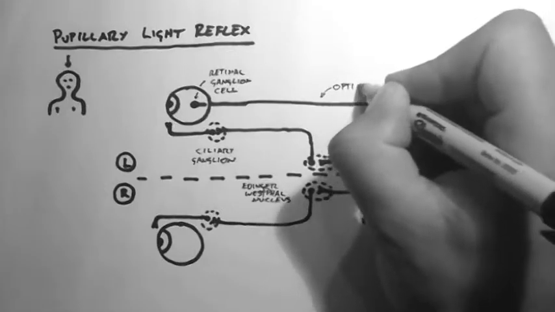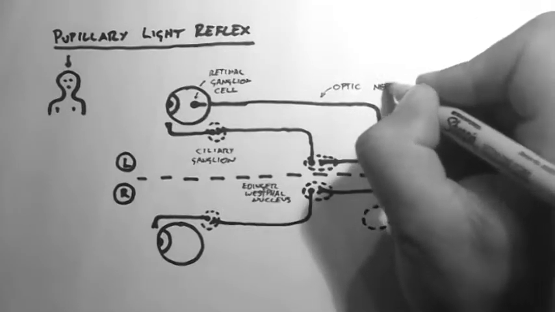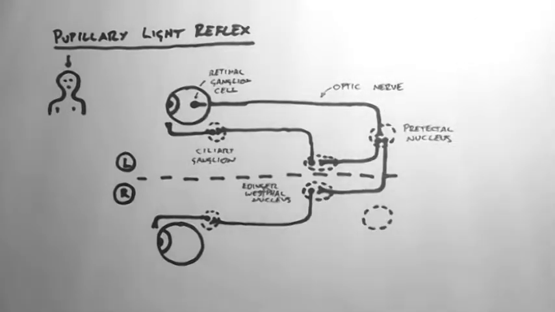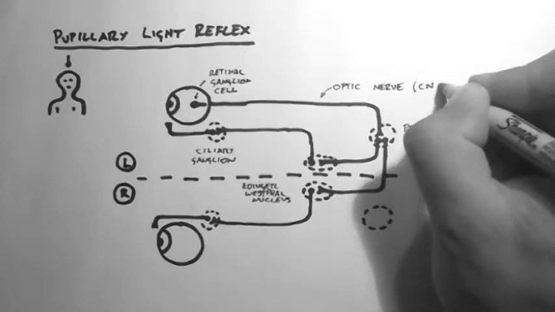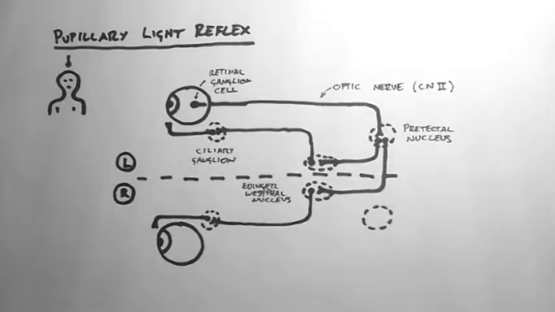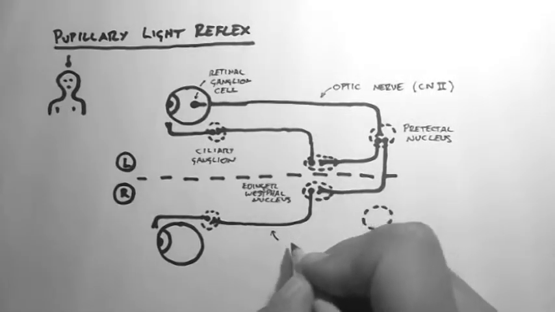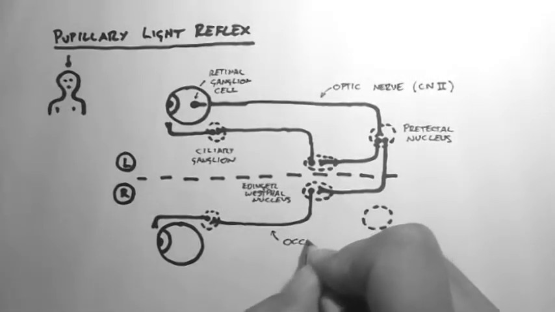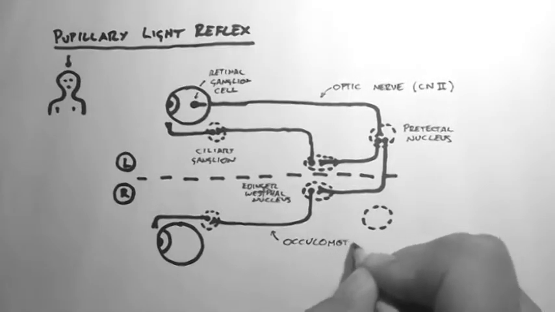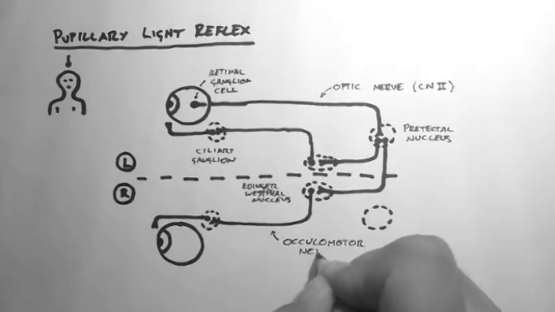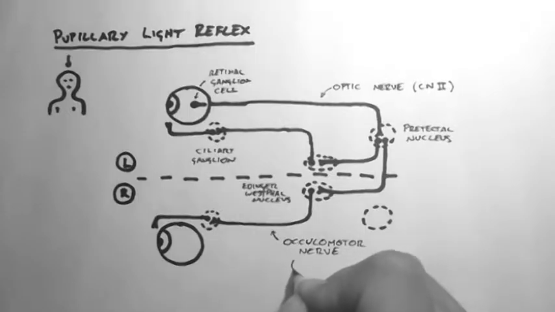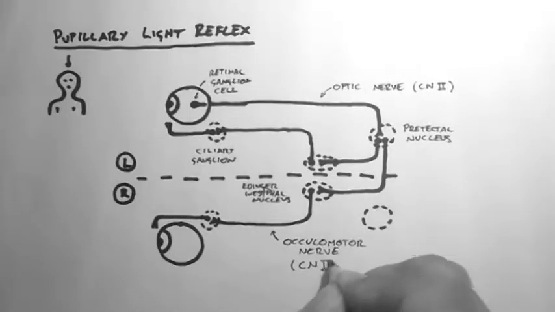So this nerve here is the optic nerve, also known as cranial nerve 2. This nerve here is the oculomotor nerve, also known as cranial nerve 3.